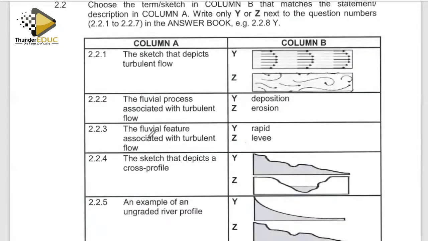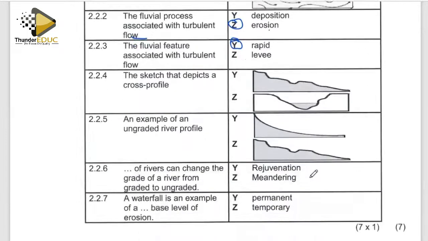Right, going to 2.2, the sketch that depicts turbulent flow. Turbulent, we are saying the river bed is uneven, resulting in an undulating flow in the river, or the discharge is unstable. This is typical of turbulent flow. The fluvial process associated with turbulent flow is erosion. When there is erosion, the river bed becomes uneven, such that the flow of the water is also uneven and is turbulent. Right, the fluvial feature associated with turbulent flow is a rapid. We know that rapids are a short version of a waterfall, and they are likely to cause the flow to be unstable.